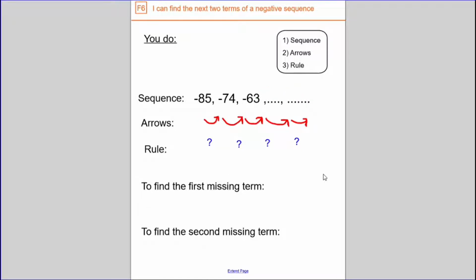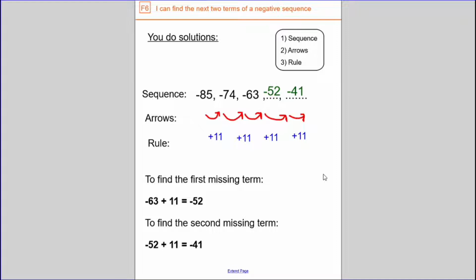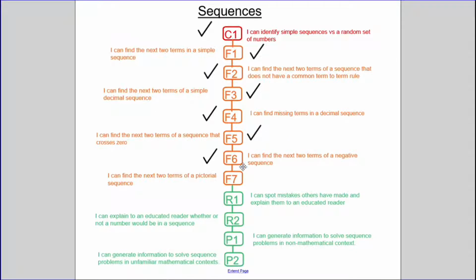Here's a question for you to try. Pause the video here. Here's the solutions. Make sure that you self-assess your work. Again, be really careful. We are adding 11 and not subtracting 11. As we can see, our sequence here is getting closer to 0 and not further away from 0. That's the end of F6, and we are now ready to move on to F7.